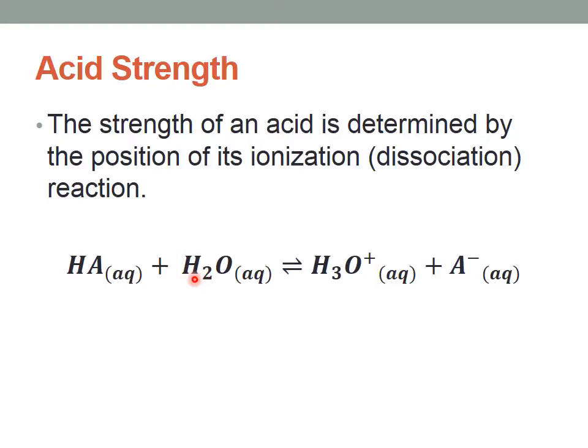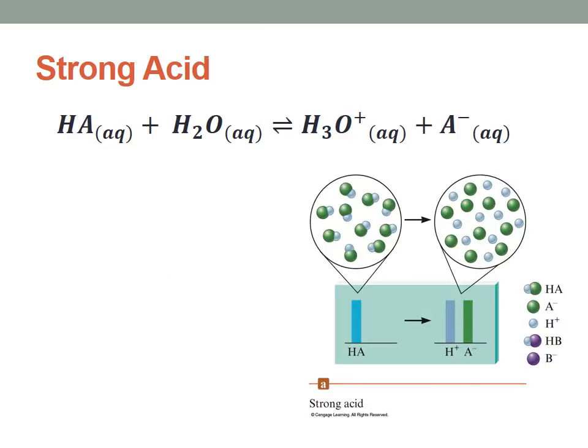So if water in this case, as the base, has a stronger attraction for our protons, then the acid will dissociate. So it's a strong acid. But if our conjugate base has a stronger attraction for the proton, then it will lie to the left. So that will make it a weak acid. This is because there is competition between the base and the conjugate base for that proton.